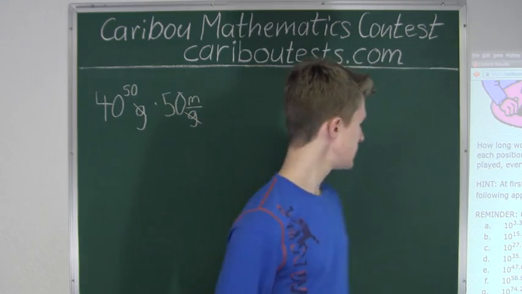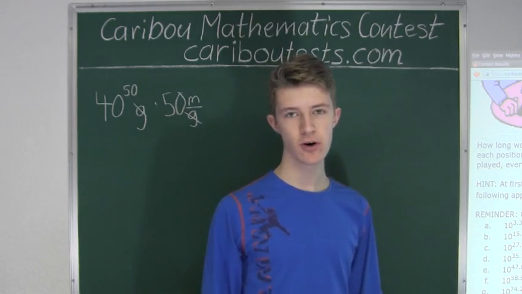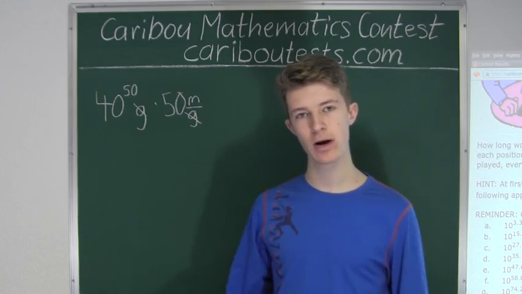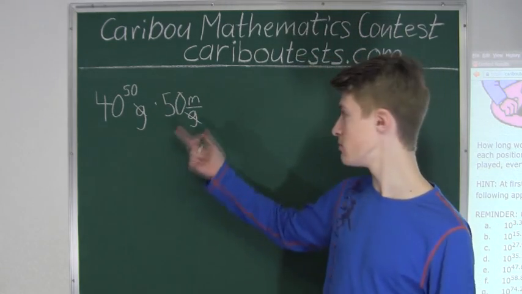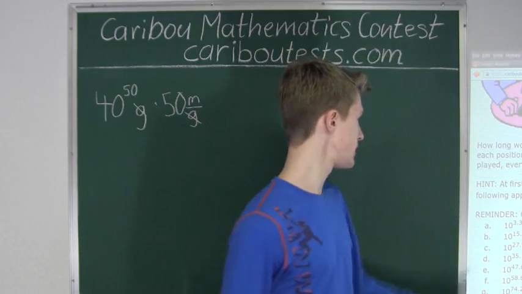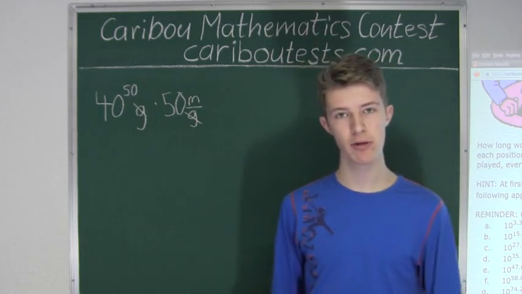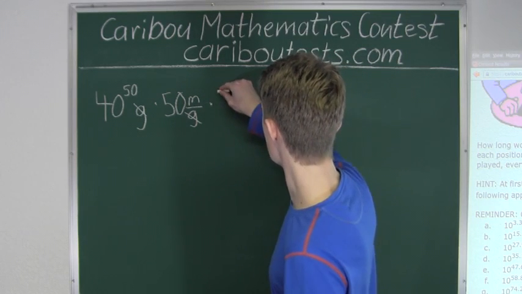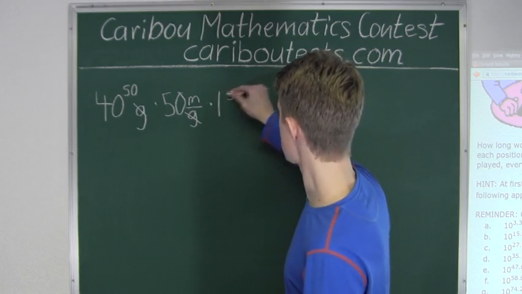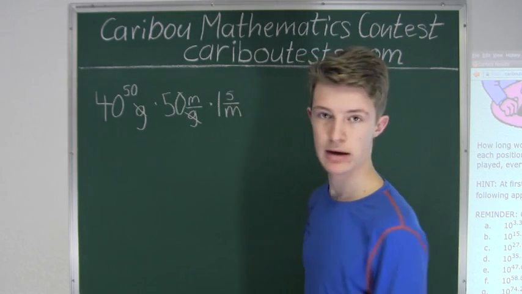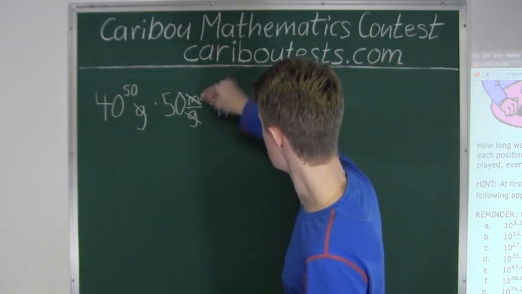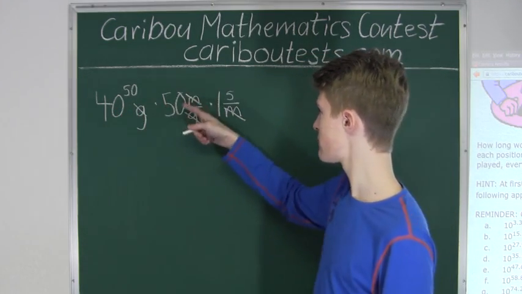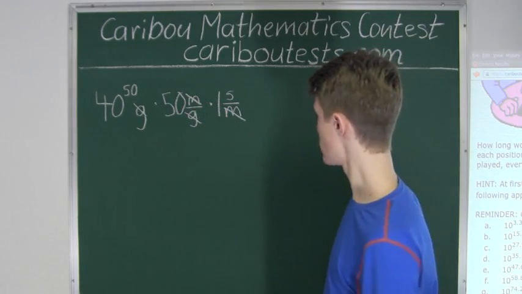Alright. Now looking at the options, we can see that they're all in terms of years. And we're also given that every second one move is played, so we want to find the time, not the moves. We multiply this by 1 second per move, and now we can again cancel out the moves, and we are left with 40 to the power of 50 times 50 times 1 seconds.